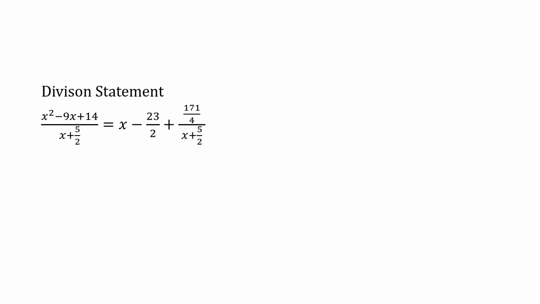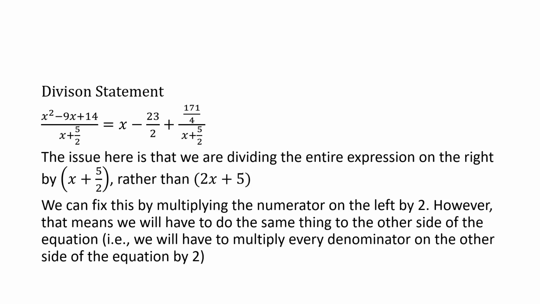Our division statement is x squared minus 9x plus 14 divided by x plus 5 over 2 equals x minus 23 over 2 plus 171 over 4 over x plus 5 halves. The problem is, I didn't want to divide by x plus 5 over 2. I wanted to divide by 2x plus 5. So what we're going to do is multiply this denominator by 2. But if I multiply that denominator by 2, I need to multiply every other denominator on the other side by 2.